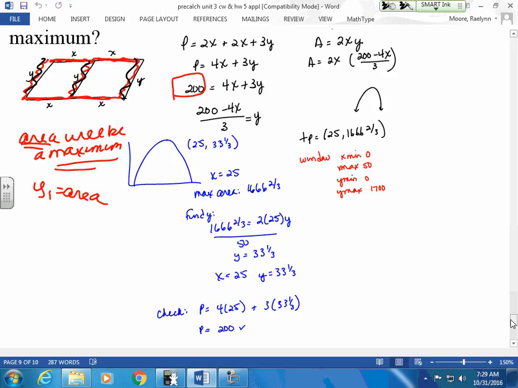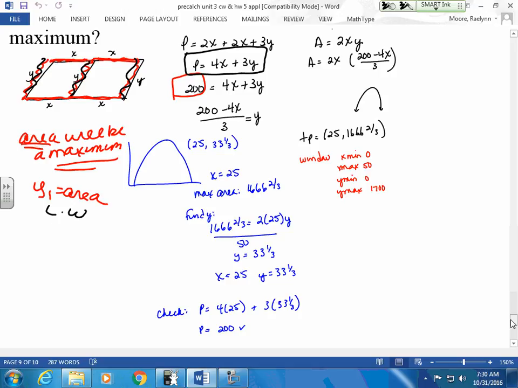Now, my perimeter has to include all the fence. So this X plus this X plus this X plus this X, so that's 4X plus Y plus Y plus Y. That's my 3Y. That's my perimeter formula. My area formula says length times width, right? Is my area still length times width, base times height? So length times width. What is the length of this rectangle?